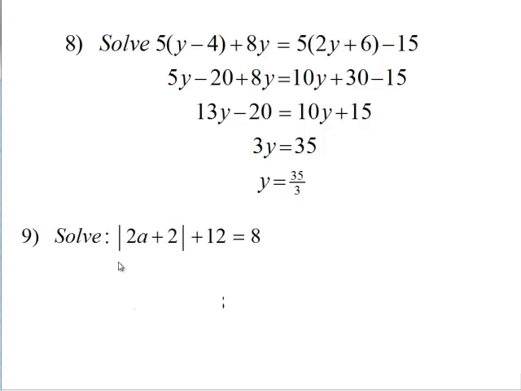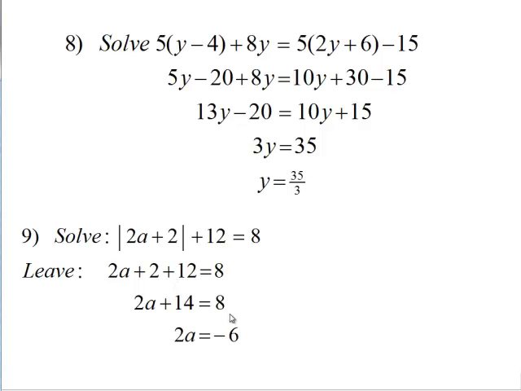Now, number 9, solving an absolute value. With an absolute value, you do two things. First, you leave everything, just remove the absolute value. So you have 2a plus 2 plus 12 is equal to 8, and you just solve that. 2 plus 12 is 14. Subtract 14 gives you negative 6. Divide by 2, so a is negative 3.